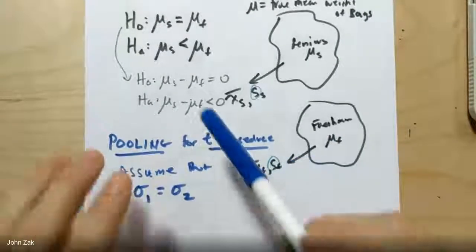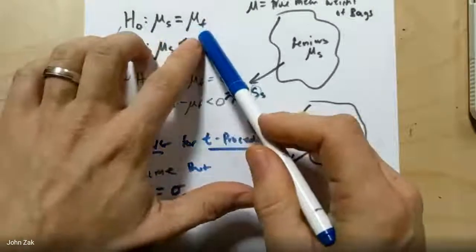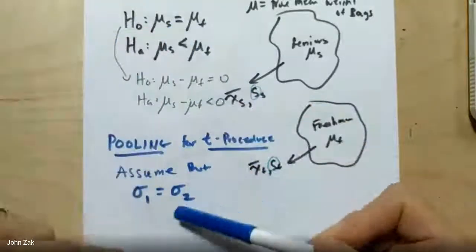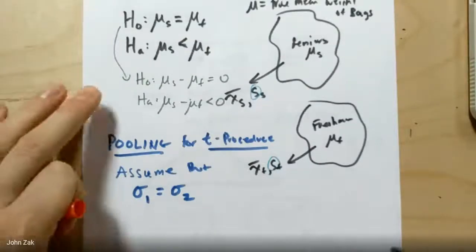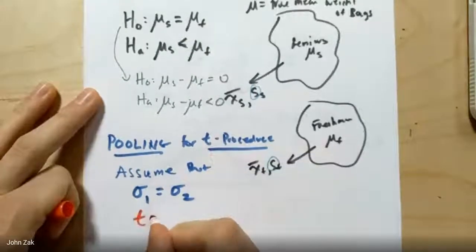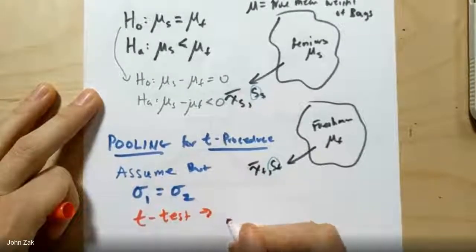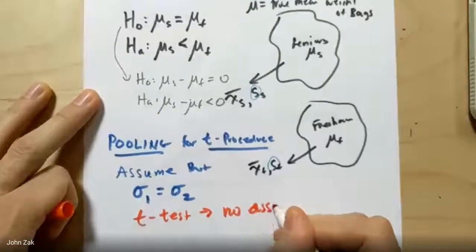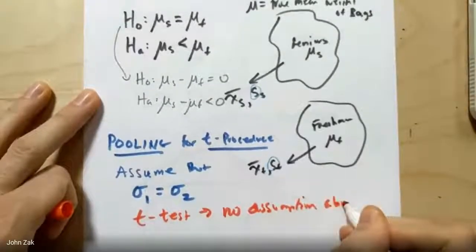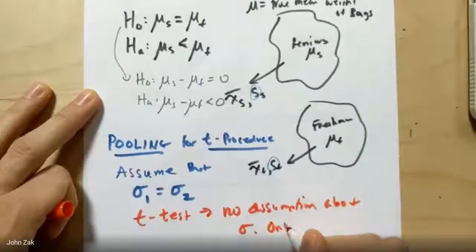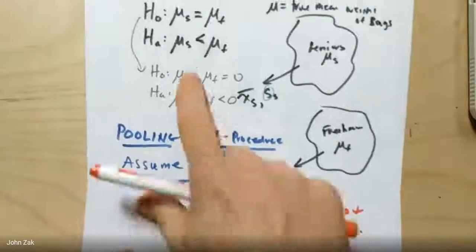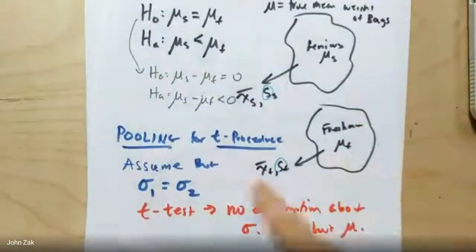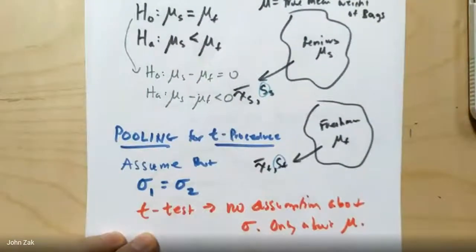Now, let me ask you this. When we make our null hypothesis that mu s is equal to mu f, does that also mean that sigma s is equal to sigma f? Is that the null hypothesis? The answer is no, right? In a t-test, there's no assumption in general about sigma. It's only about mu, right? Our null hypothesis only makes an assumption about the two averages of the two populations. It makes no assumption about what the population standard deviations are.